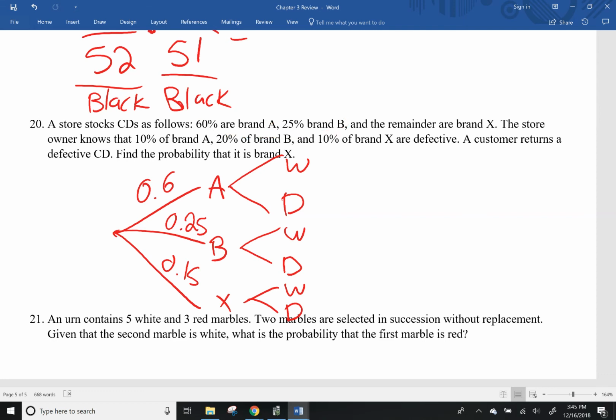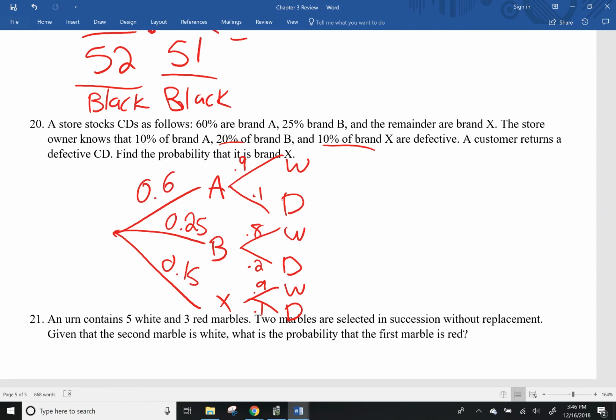So A, 10% of brand A. The store owner knows that 10% of brand A are defective. So that means 0.9 of them work, 0.1 of them don't. 20% of brand B are defective. So 0.2 don't work, 0.8 do work. And 10% of brand X are defective. So 0.9 work, 0.1 don't work.